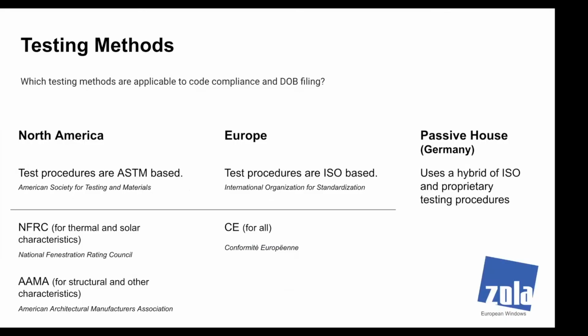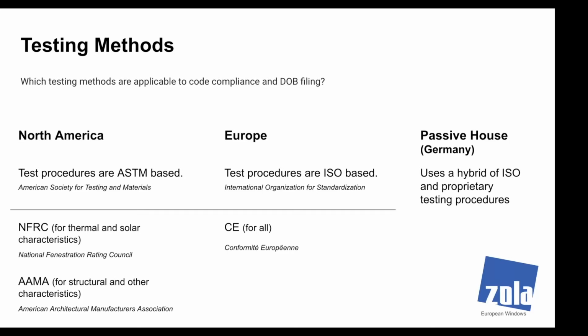So first thing I wanted to cover is some of the testing criteria that are used in fenestration for North America, Europe, and Passive House. And I kind of just wanted to lay a base for the criteria, because, of course, this comes from confusion. In North America, we're based on ASTM testing standards, which is the American Society for Testing and Materials. And on top of that, we have NFRC that uses the ASTM and AAMA that uses the ASTM.